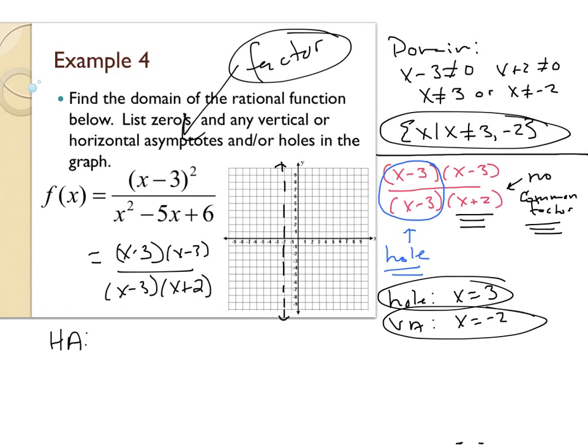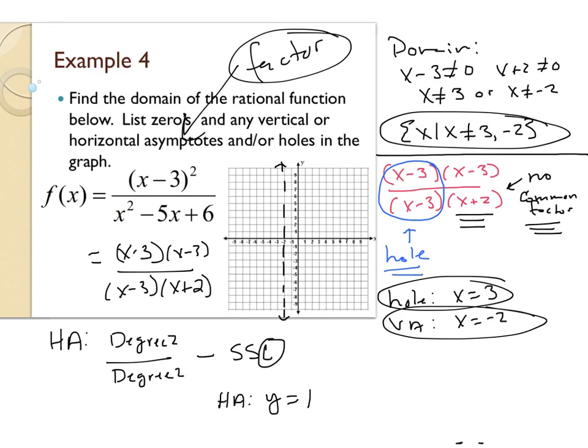And I look at the degrees of the polynomial. I have degree 2 over degree 2. So that is same over same, which is the coefficients. So I look back at my term here. I look at the leading terms, and I have a 1x and a 1x. So my horizontal asymptote is when y is equal to 1. So I'm going to go ahead and draw that in. I'm going to put that in black as well. So there's my horizontal asymptote.